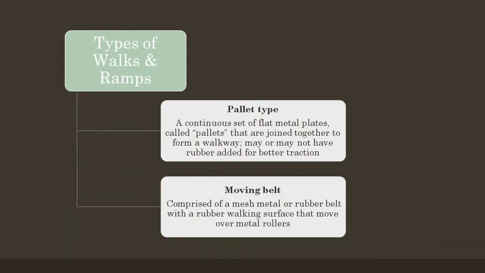Types of walks and ramps. Pallet type: a continuous set of flat metal plates, called pallets, that are joined together to form a walkway, may or may not have rubber added for better traction. Moving belt: comprised of a mesh metal or rubber belt with a rubber walking surface that moves over metal rollers.